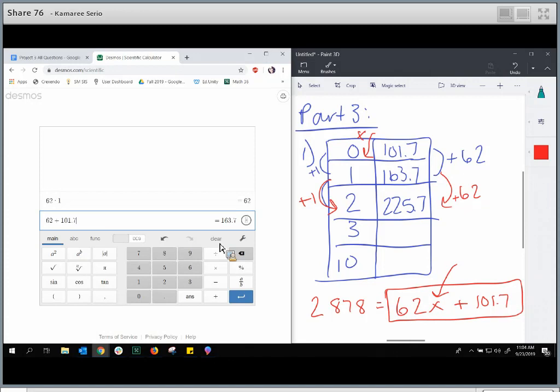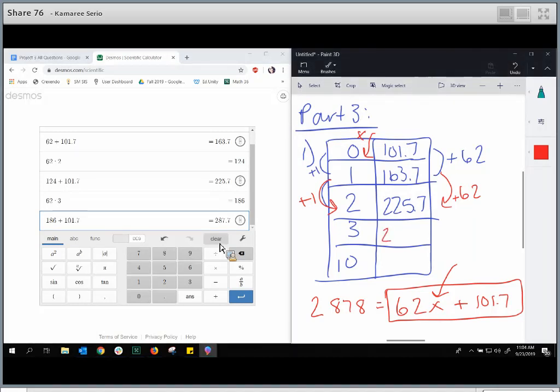Now let's do that if x is 2. I have 62 times 2, I get 124 plus 101.7, I get this 222.5. So for 3, I do 62 times 3, I get 186, and then I need to do 186 plus 101.7, which tells me that this answer here is going to be 287.7. Don't forget to add this plus 101.7 at the end.